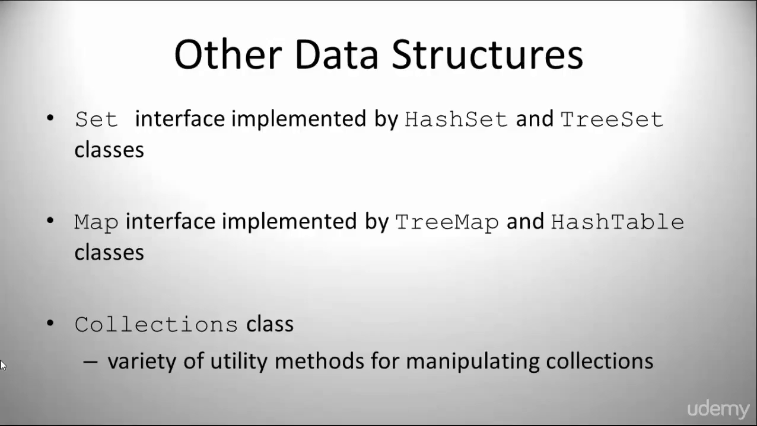With other data structures, the set interface is implemented by the HashSet and TreeSet classes. We've looked at all of these in previous lectures. The map interface is implemented by the TreeMap and Hashtable classes. And the Collections class provides a variety of utility methods for manipulating collections.